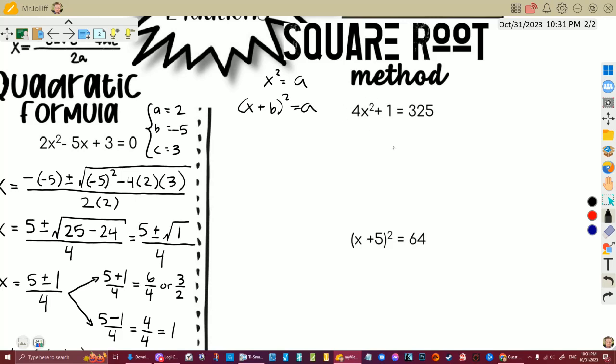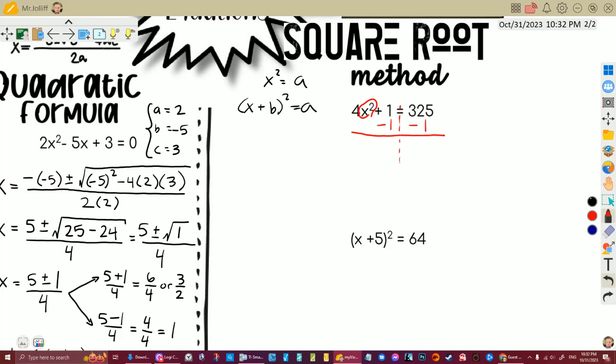We've got 4x squared plus 1 equals 325. I don't have a middle term. There's no x term, so this is a good candidate for the square root method. And I want to get the x squared by itself. I want to isolate this thing here. So we have to undo the stuff around it. So we're going to start with undoing that addition. Right? We work PEMDAS in reverse.